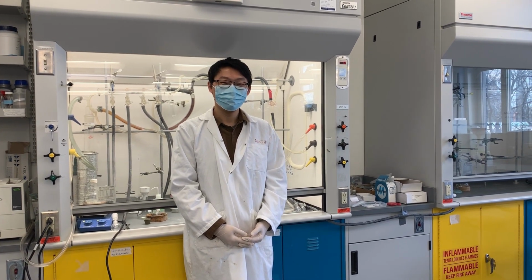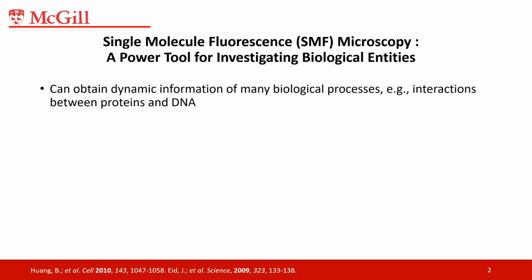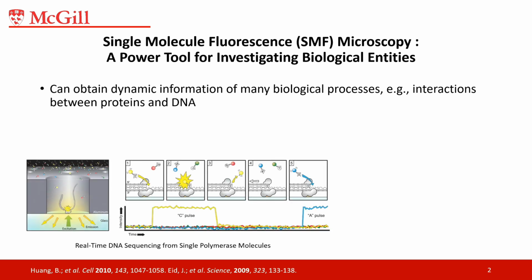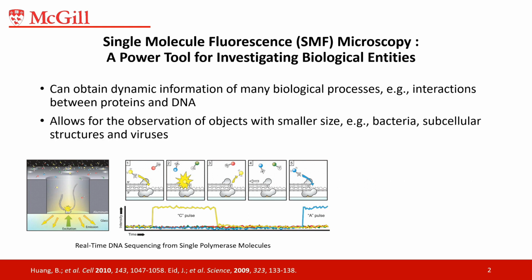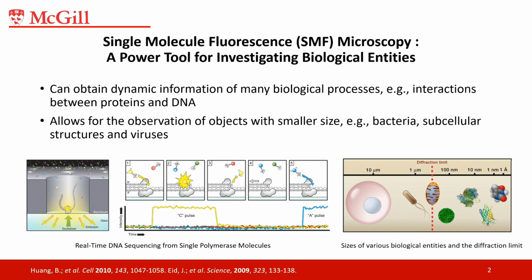So today we are first going to talk about some introduction to single molecule fluorescence microscopy. It is a powerful tool for investigating biological entities. It can help us obtain dynamic information of many biological processes, such as the interactions between proteins and DNA. It also allows the observation of objects with smaller size, like bacteria, subcellular structures, and viruses, which cannot be studied by conventional fluorescence microscopy.